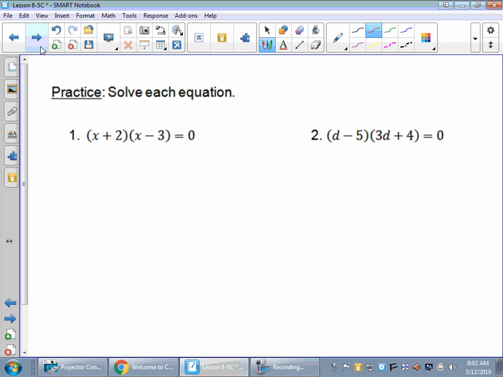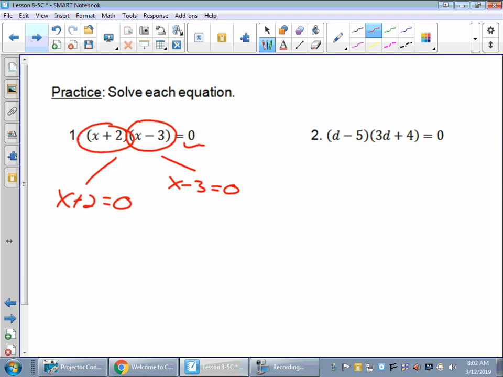I'm going to take this x plus 2, and I'm going to say x plus 2 equals 0. And I'm also going to take this x minus 3 and set that equal to 0. x minus 3 equals 0. Because one of these factors, either x plus 2 or x minus 3, would have to equal 0 for our full answer to be 0. Okay, so x plus 2 equals 0.